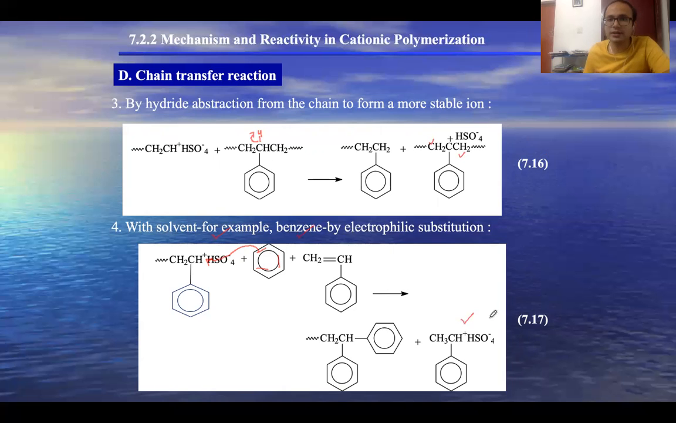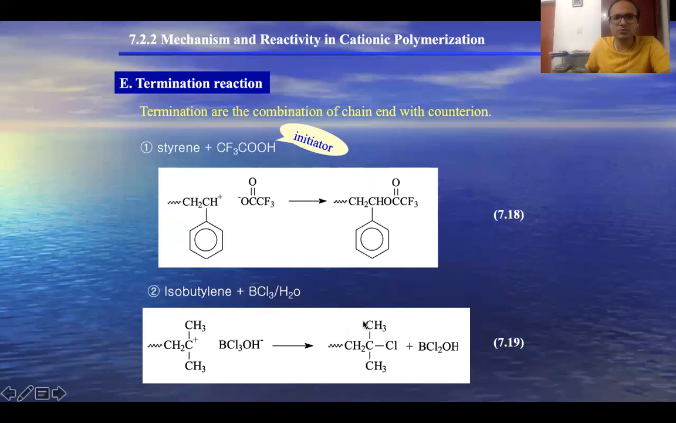So these are the various ways in which chain transfer can happen in cationic polymerization, and this is very much a problem, just like the problem you see in free radical polymerization. We will talk about how to stop or reduce this chain transfer reaction in the next slide. But let me introduce to you the termination step.